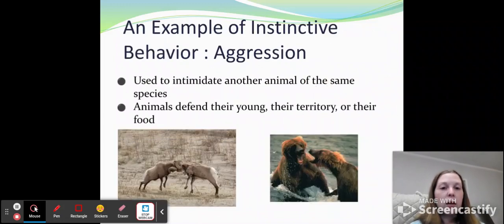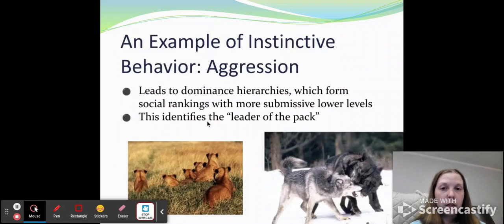And another one, like we said earlier, is aggression. This can be used to intimidate another animal of the same species or to prove dominance. And animals will defend their young, their territory, and their food. If you've ever had a dog that growls at you when you go near their food bowl, that's an instinctive behavior. So aggression will lead to dominance hierarchies, which will form social rankings with more submissive lower levels. And this will help identify the alpha or the leader of the pack.